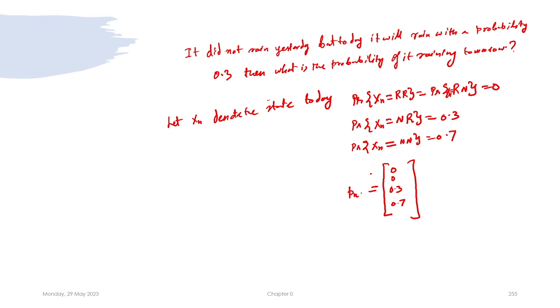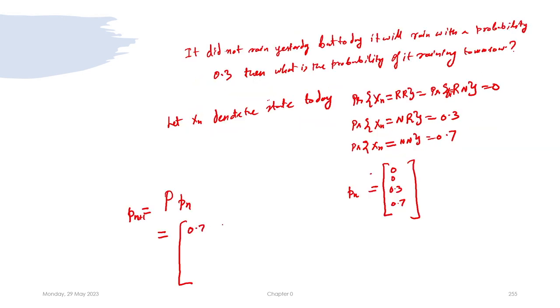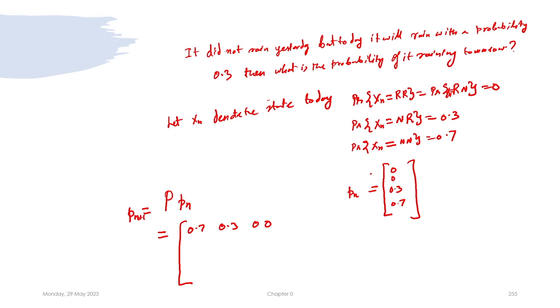This is Pn, then the probability of raining tomorrow will be Pn plus 1 equals P times Pn equals 0.7, 0.3, 0, 0, 0.4.